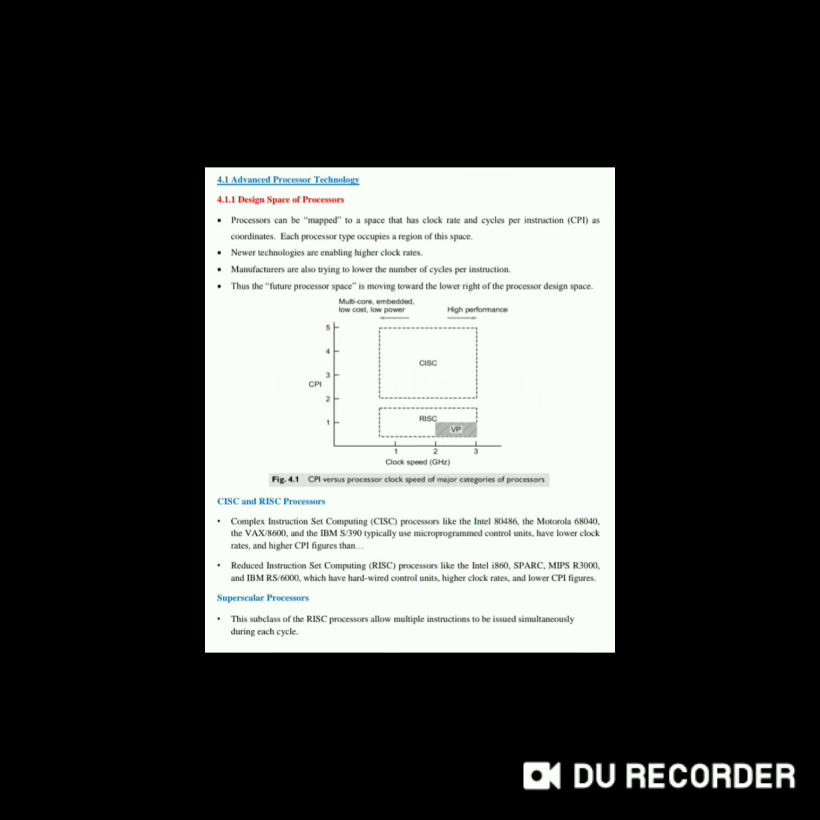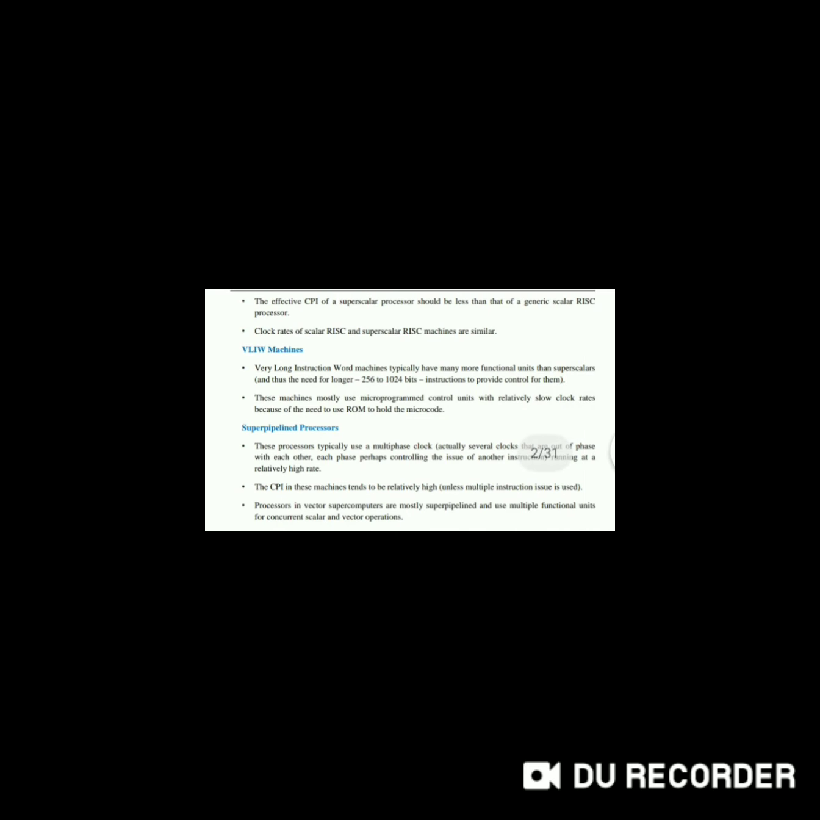Superscalar processors. This subclass of the RISC processors allows multiple instructions to be issued simultaneously during each cycle. The effective CPI of a superscalar processor should be less than that of a generic scalar RISC processor. And the clock rates of scalar RISC and superscalar RISC machines are similar.